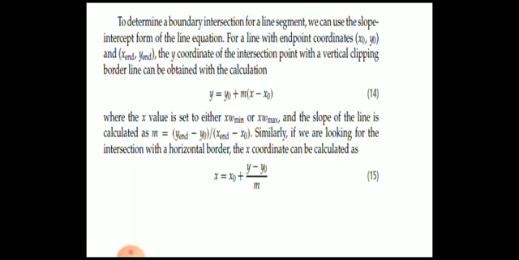Similarly, if we are looking for the intersection with the horizontal border, the x coordinate can be calculated as x is equal to x naught plus y minus y naught divided by m.